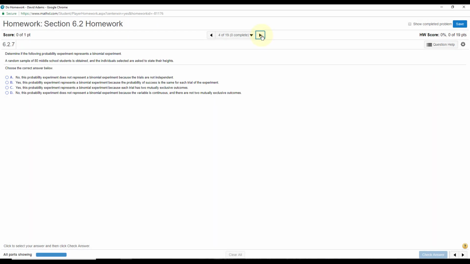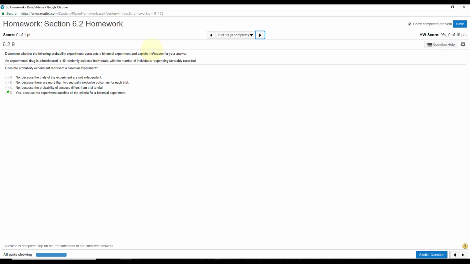Now this is interesting. Some of these are a little bit confusing, but determine if the following probability experiment represents a binomial experiment. You have a random sample of 80 middle school students. Okay, so that's going to be your 80 fixed trials. The individuals are selected and asked to state their heights. The reason this is not binomial is because you don't have just two mutually exclusive outcomes, because their heights are going to be a lot of different things. And the variable is continuous because it's heights.